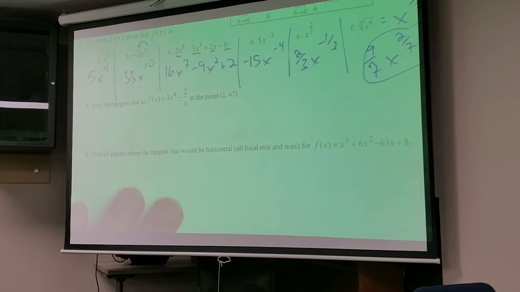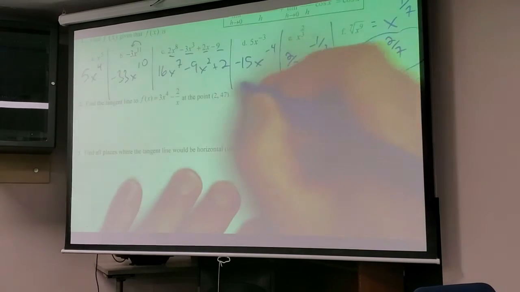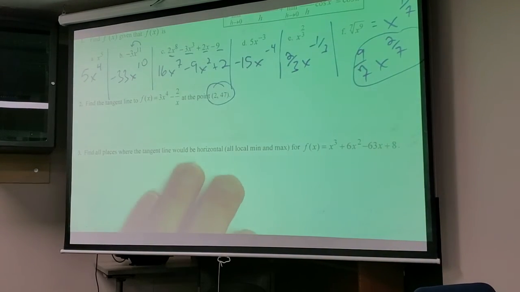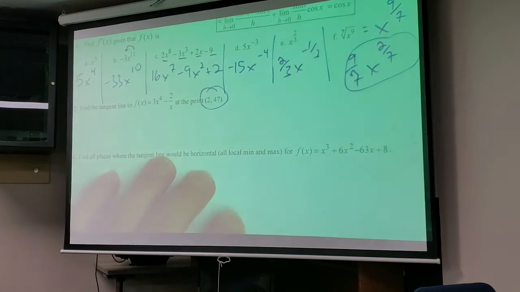Now, what about number 2? I give you the point. I'm so nice. Right? So from algebra, all I need to get the equation of the line is to find the slope. Do that. Find the slope. No, it's not bad.